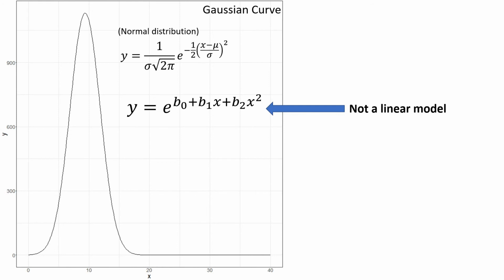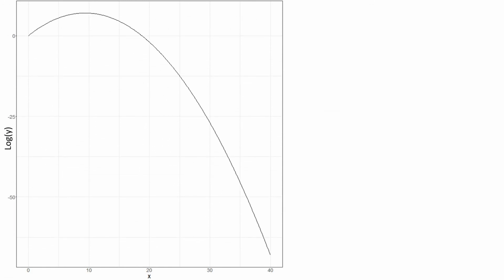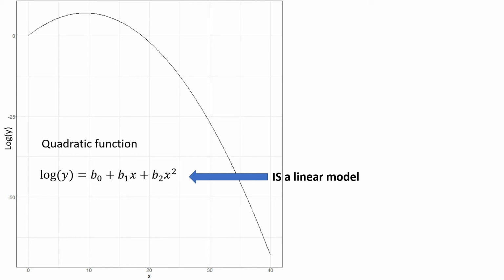However, if we take that equation for the general Gaussian curve and we take the log of both sides, we end up with this, which is a quadratic function. And this is a linear model. I don't have time to get into the math, but we actually have a manuscript in the works on how to use this technique to fit data and how to interpret the results.